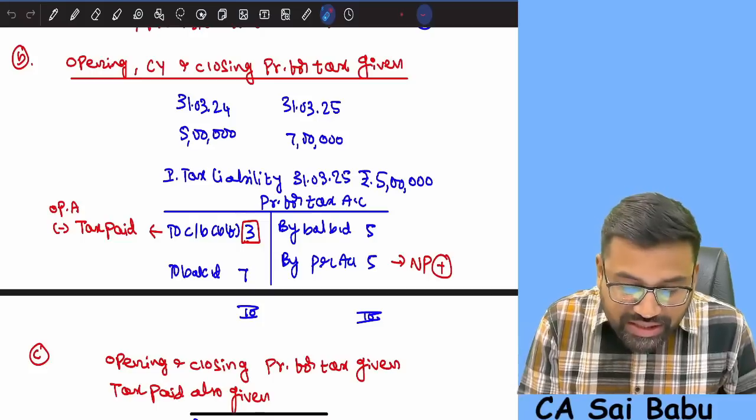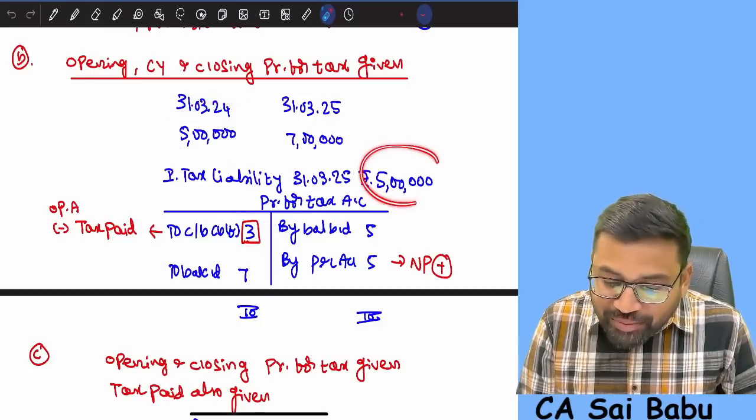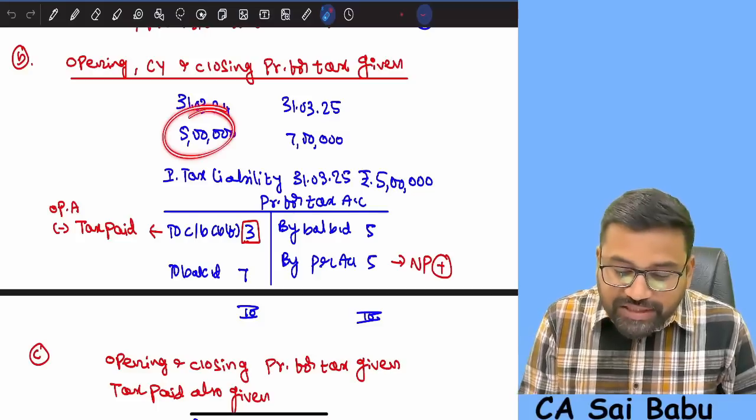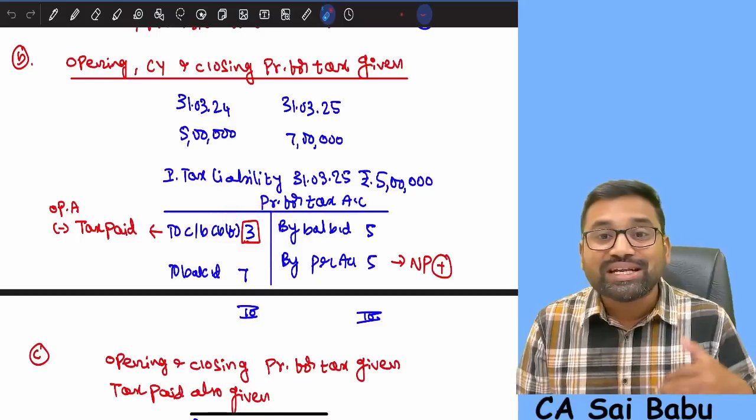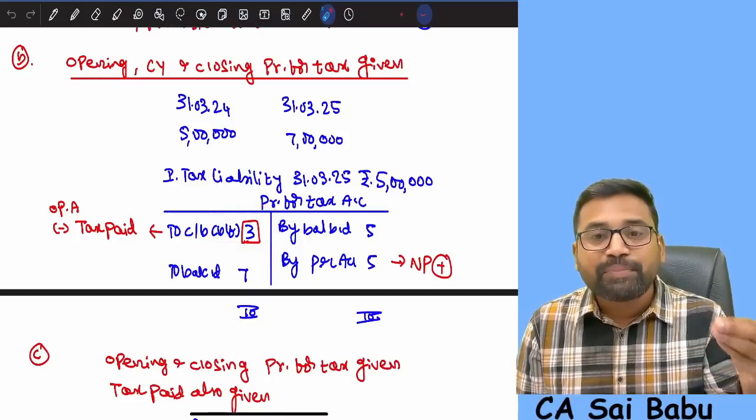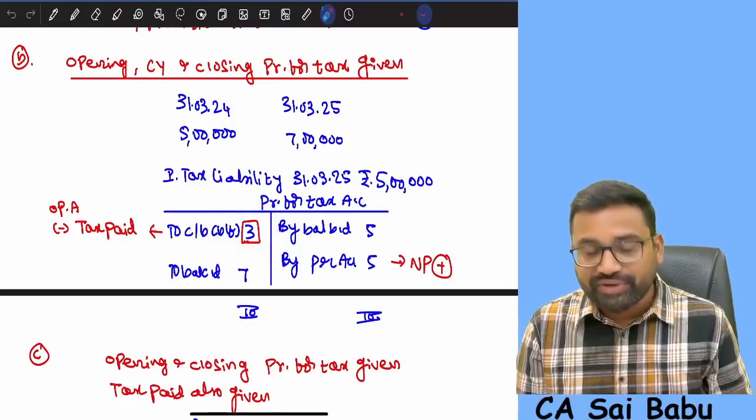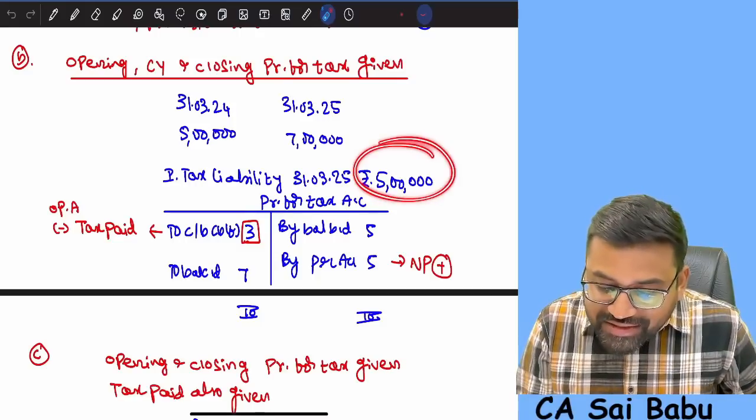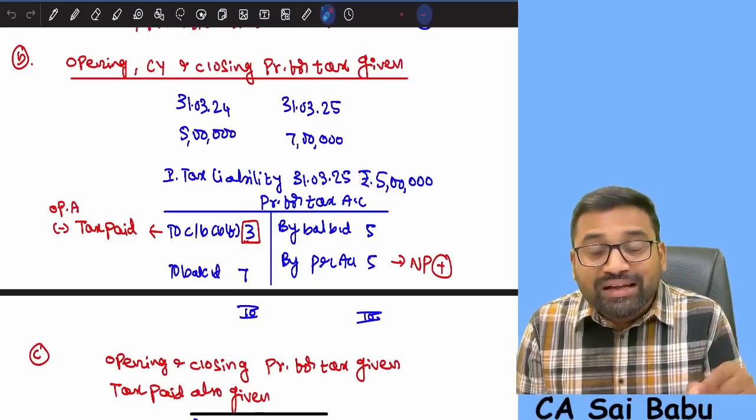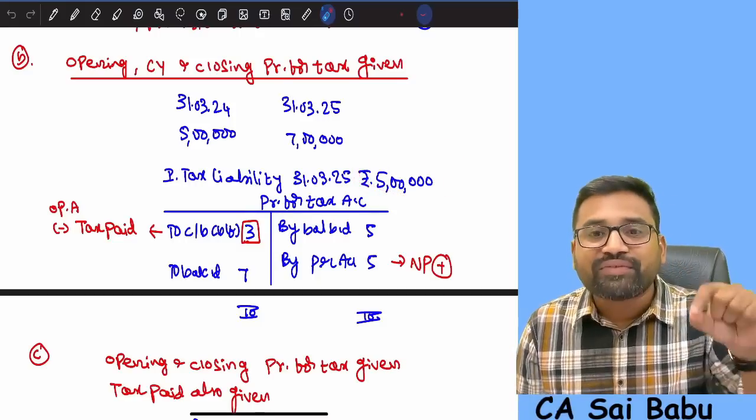So therefore in this case, opening 5, current year provision 5. So 5 plus 5, 10. Closing 7, minus 7. So 3 lakhs is the tax paid during the year. Tax paid we will consider in operating activities. And this current year tax liability is nothing but the current year provision for tax appropriated from current year profits.